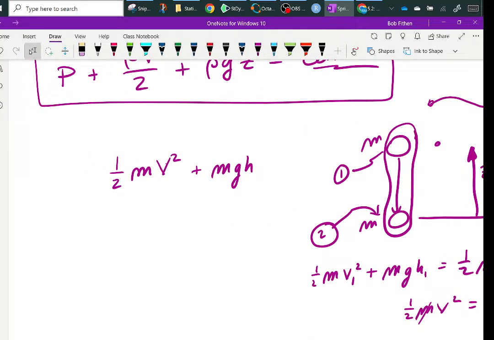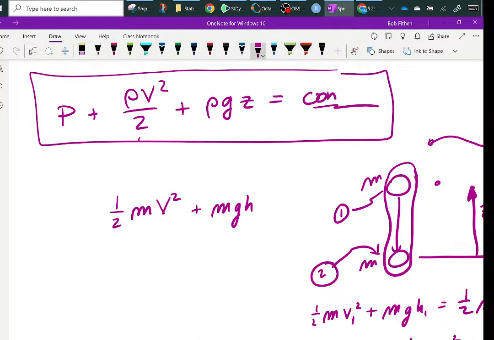Now, let's think about this and compare. Now you can immediately see there's something very similar here. And what the similarity is based on is the volume.